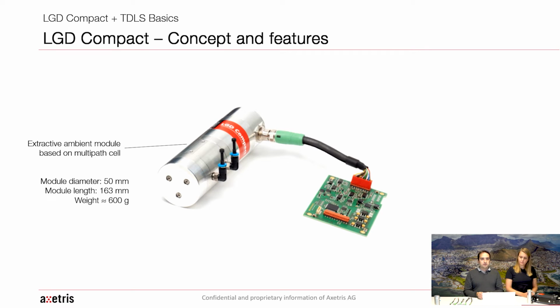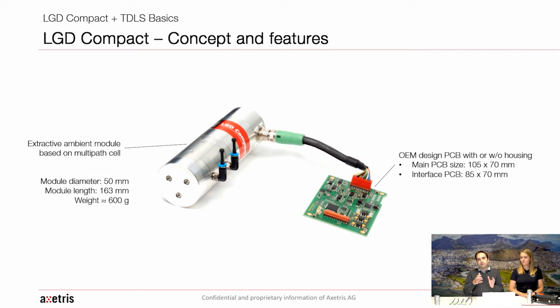We have the dimensions of this module, also a big difference compared to the F200 ambient, and also the weight that is around 600 grams. A big step in that development. To treat the data, we have the main board, to which you can also add an interface board and connect directly to the PC.